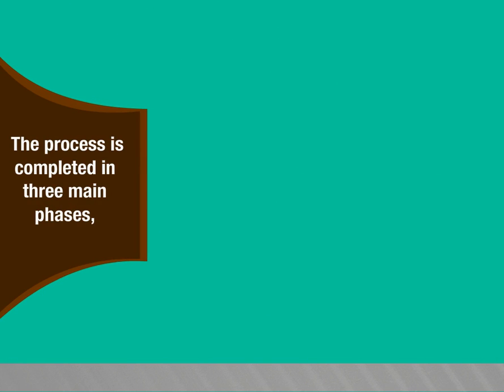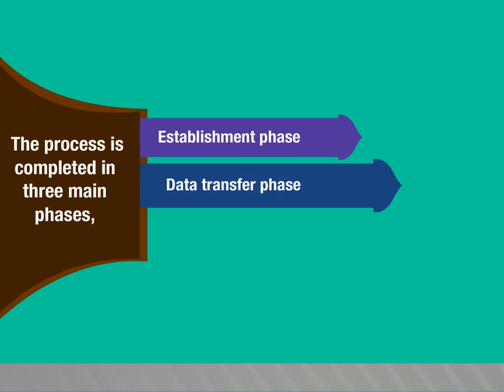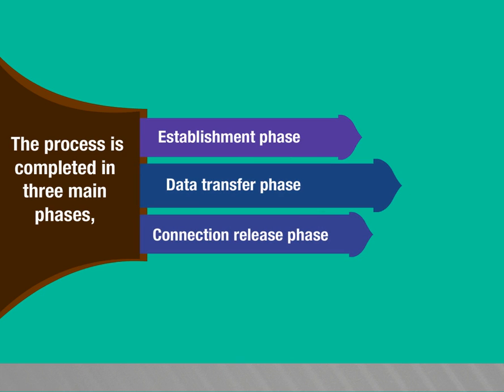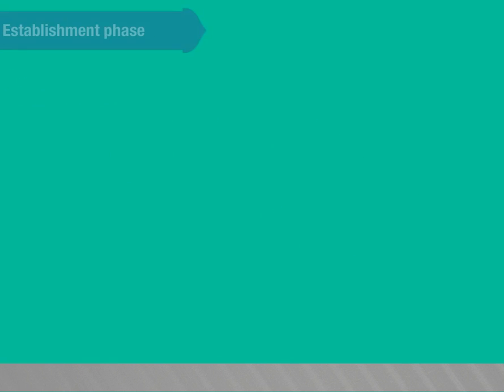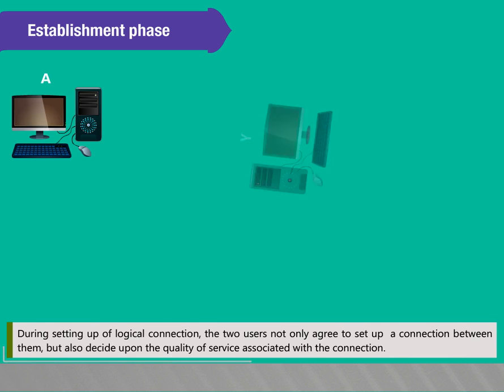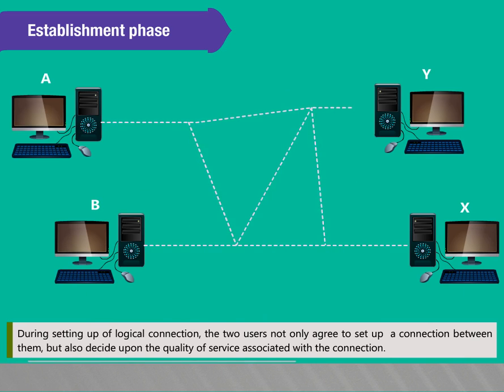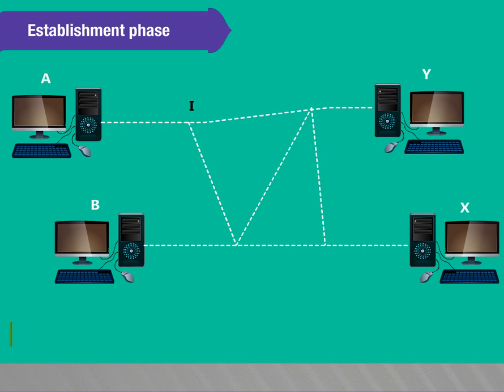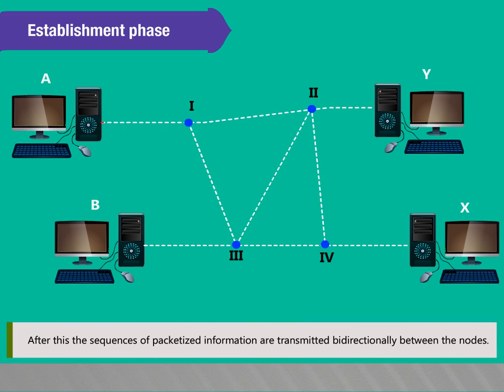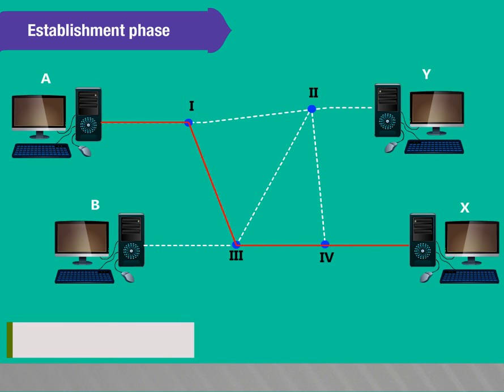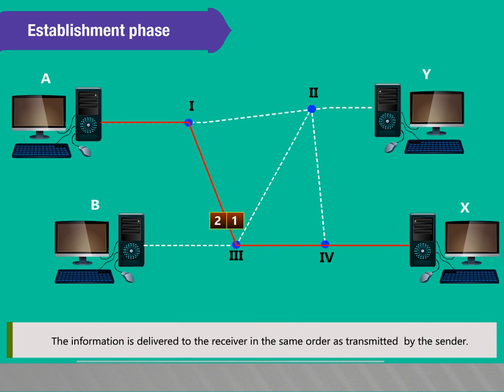The process is completed in three main phases: establishment phase, data transfer phase, and connection release phase. Establishment phase. During setting up of the logical connection, the two users not only agree to set up a connection between them, but also decide upon the quality of service associated with the connection. After this, the sequences of packetized information are transmitted bidirectionally between the nodes. The information is delivered to the receiver in the same order as transmitted by the sender.